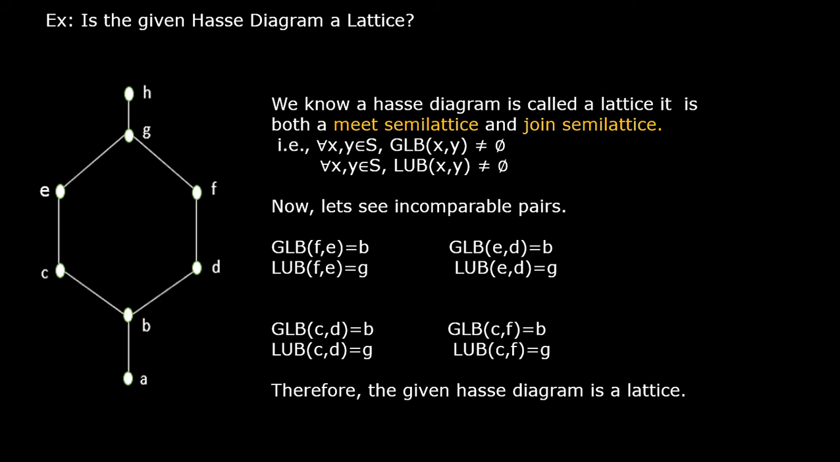Now let's consider one more example. If I look at this particular Hasse diagram, I have to find out whether this is a lattice or not. Now if I consider the incomparable pair F and G, then the greatest lower bound of F and G, as I can see, is null. That is, they do not have any greatest lower bound.